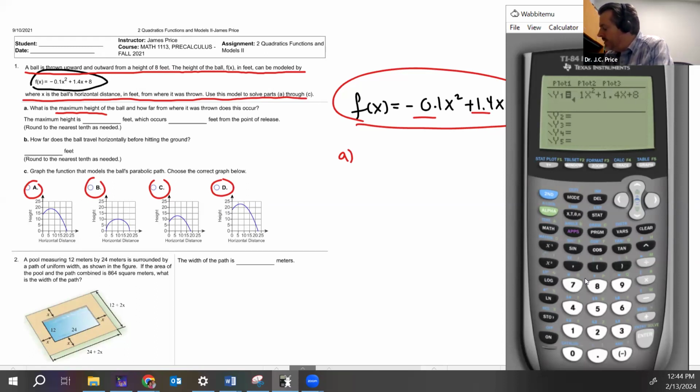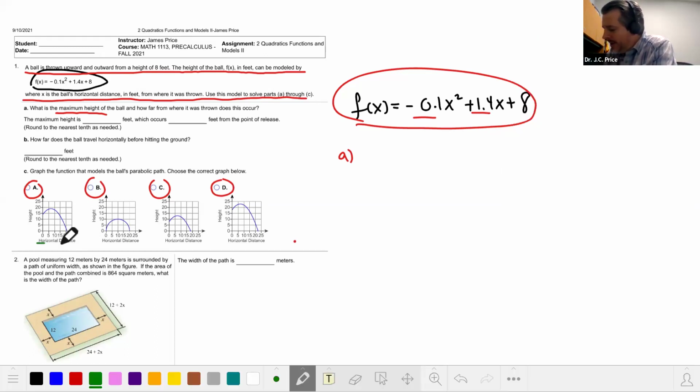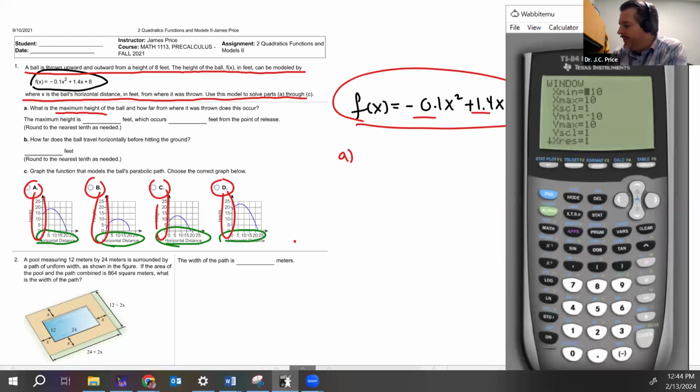There's my y equals, and now I'm going to make my window. I look at these input values and notice they all go from 0 to 25, and the output values are also going from 0 to 25. So I'm just going to use these graphs to tell me what to do. X goes from 0 to 25, and y min to y max goes from 0 to 25. Then we just hit graph, and we should see the ball go up and then come down. There it is. The ball went up, and then it came down.